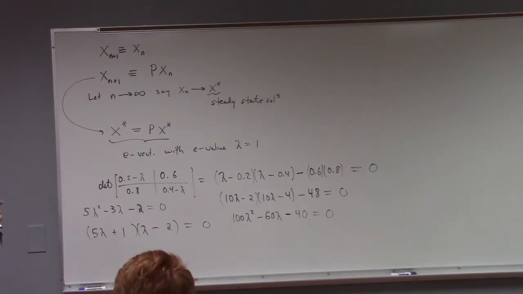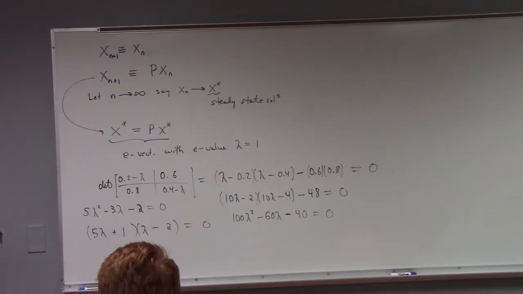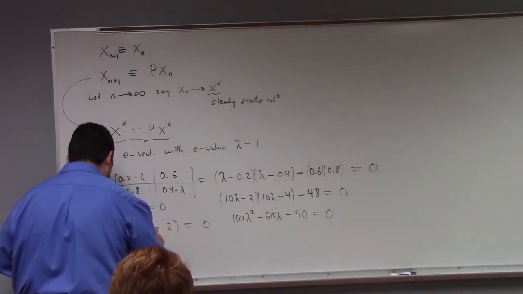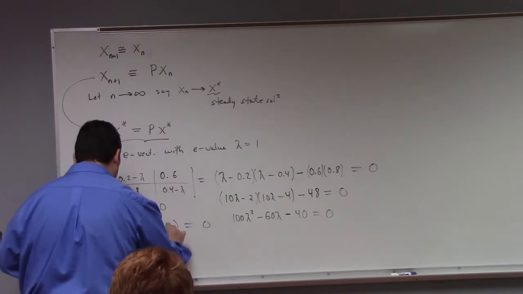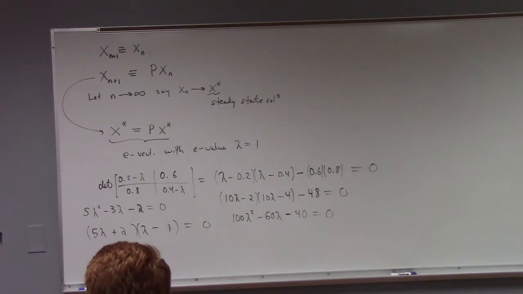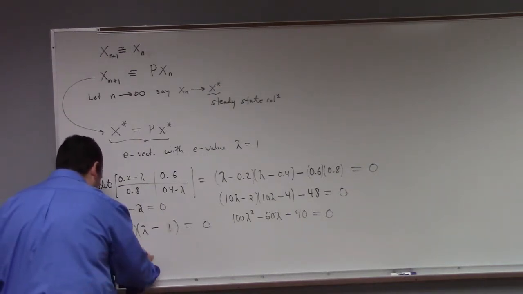Do you mean it has real solutions? If you mean it has real solutions, I'll agree with that. 5 lambda plus 2, then what? That works? Oh yeah, 2 minus 5 is minus 3. Thank you. See, I need to teach college algebra again. What's wrong with me? All right, so your eigenvalues: lambda equals minus 2/5, and also lambda equals 1.